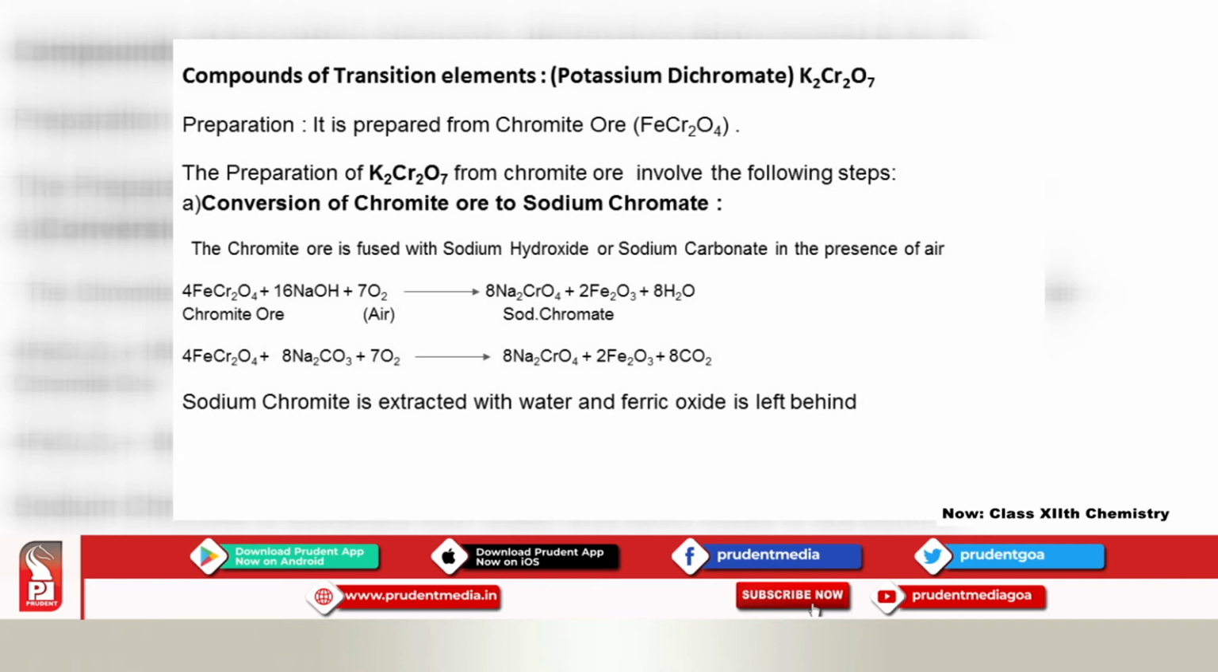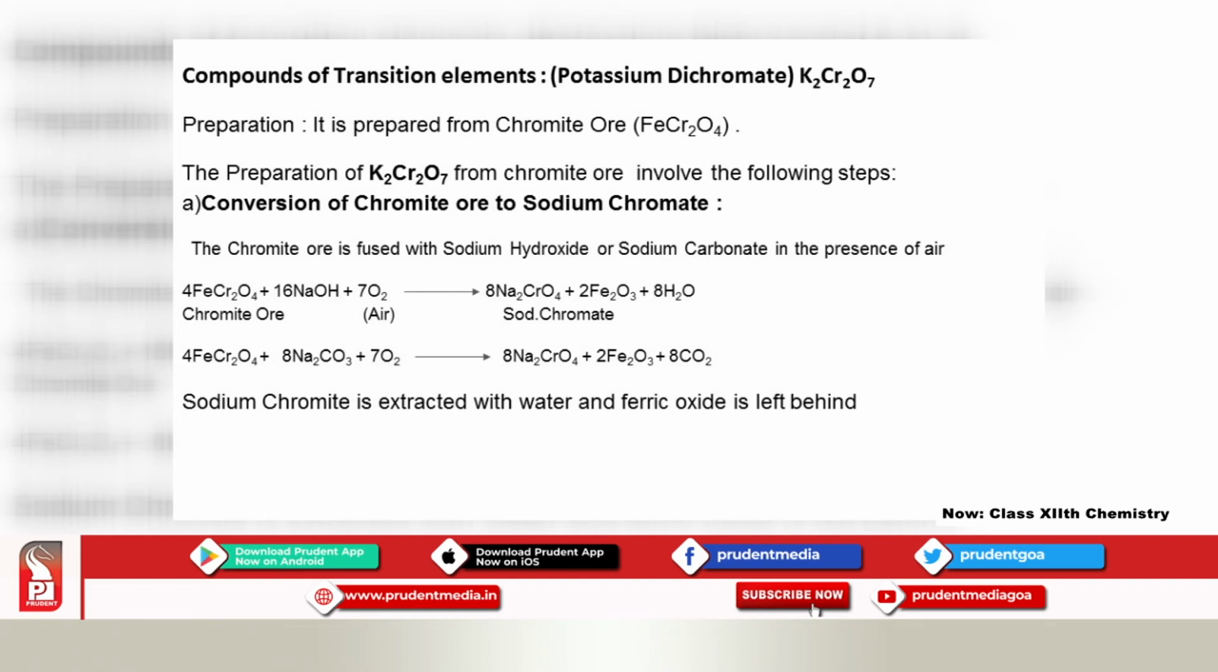It has three steps. Let us see the steps one by one. In the first step, what happens is the conversion of chromite ore to sodium chromate. See here, the chromite ore FeCr2O4, when you treat it with an alkali or sodium hydroxide and air, you will get sodium chromate, Na2CrO4, and Fe2O3 and 8H2O. This is the reaction.